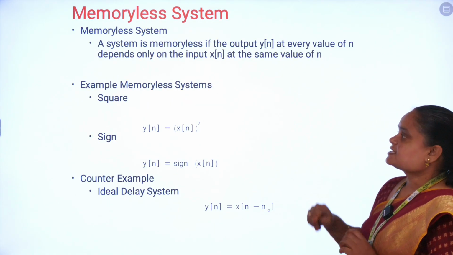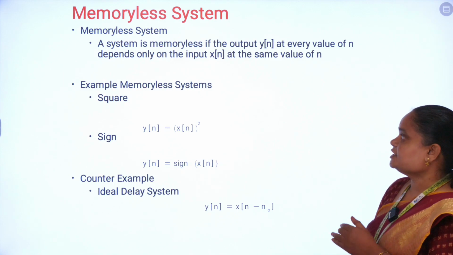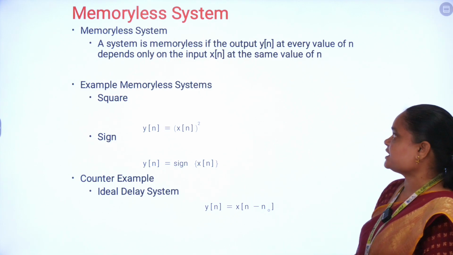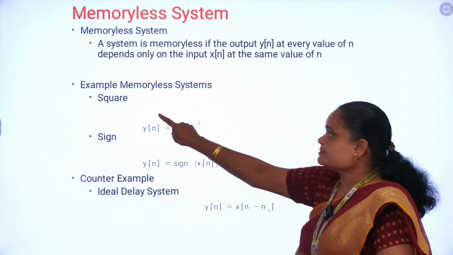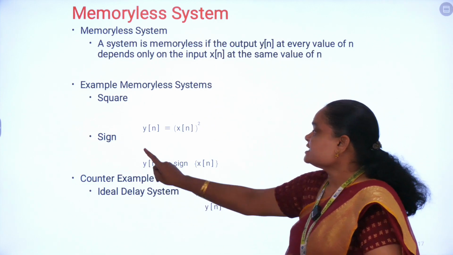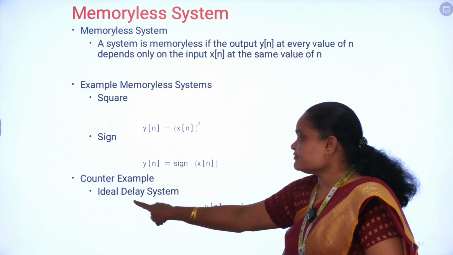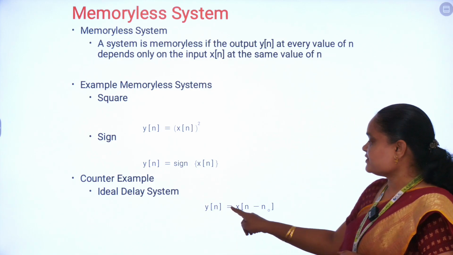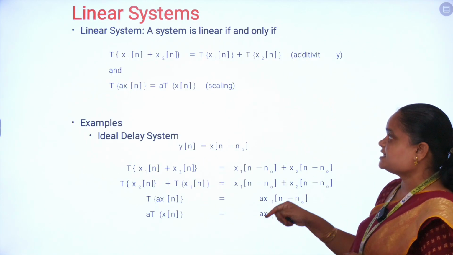And a memoryless system. A system is a memoryless system if the output y of n at every value of n depends only on the input x of n at the same value of n. Examples of a memoryless system: square, y of n is equal to x of n squared. Sine, y of n is equal to sine of x of n. The example for the ideal delay system is y of n is equal to x of n minus n naught. So these come under memoryless systems.